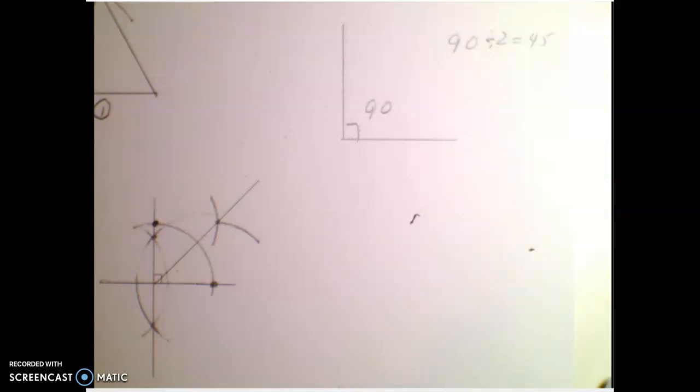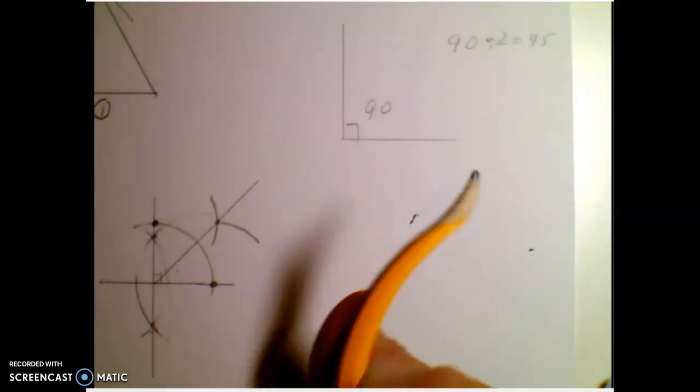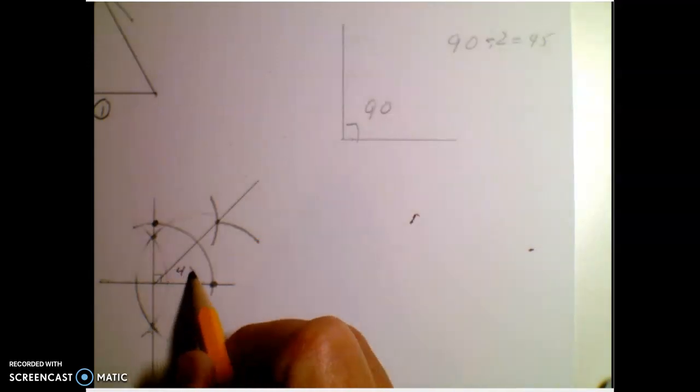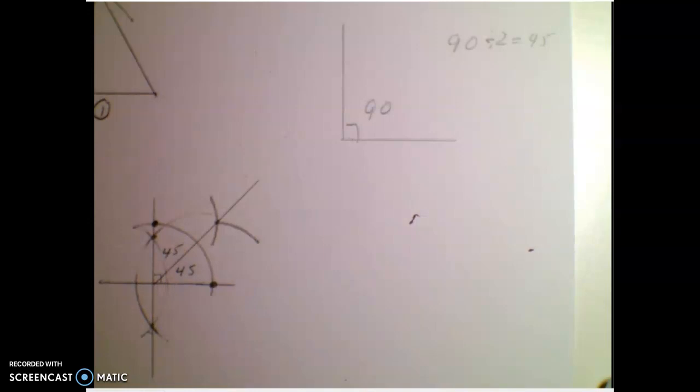So I just did 2 constructions. I did a 90-degree angle, and then I cut that in half. So now this angle is 45 degrees, and this angle is 45 degrees. I just bisected an angle.